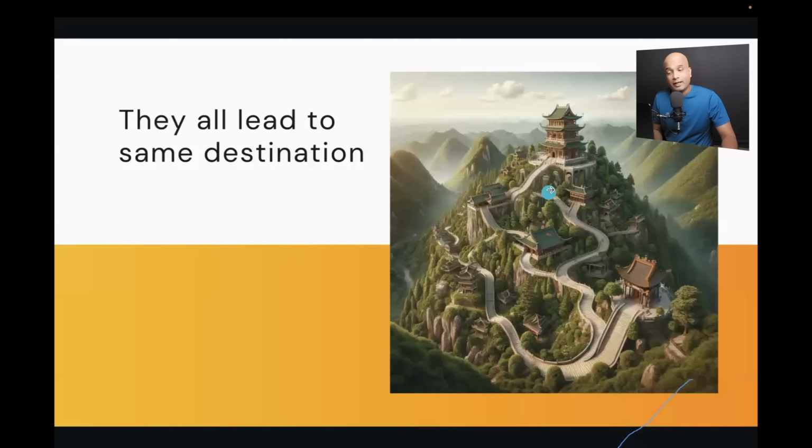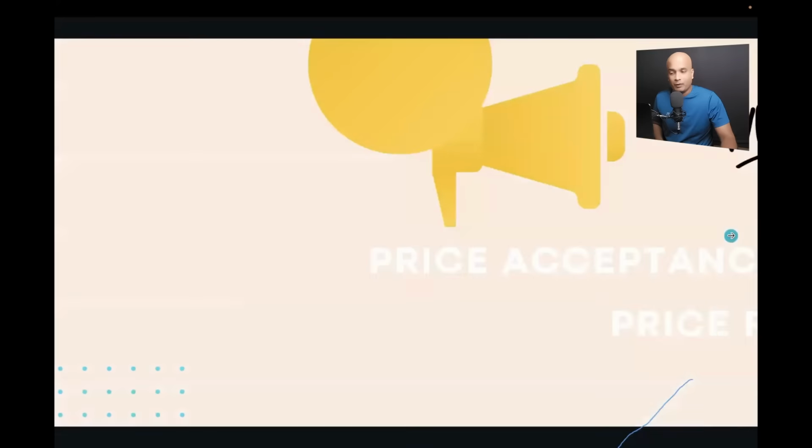Aur aapka target hamesha idhar hona chahiye. So for example, if this is Dow theory, you can use Dow theory, then you should pick the right one to reach here. You should not pick the wrong one, or use another concept in a wrong manner to go down, right? That is the most important part. You should aim to reach the top. So in the market also, as part of price action, your aim should be to make profits in the market.